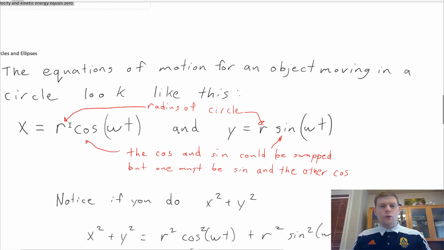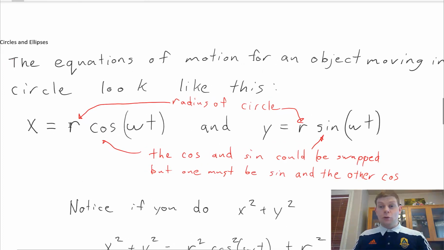One way you can write the equations of motion for a circle, like if you've just got something moving in a circle again and again, is you could say its x position is given by its max radius times cos of some angular velocity times the time, and your y position at any given moment from the center of the circle is equal to its max radius times sine of the angular velocity times time. It doesn't really matter if x is cosine and y is sine, or x is sine and y is cosine. They just have to be opposites. So that is for a circle.